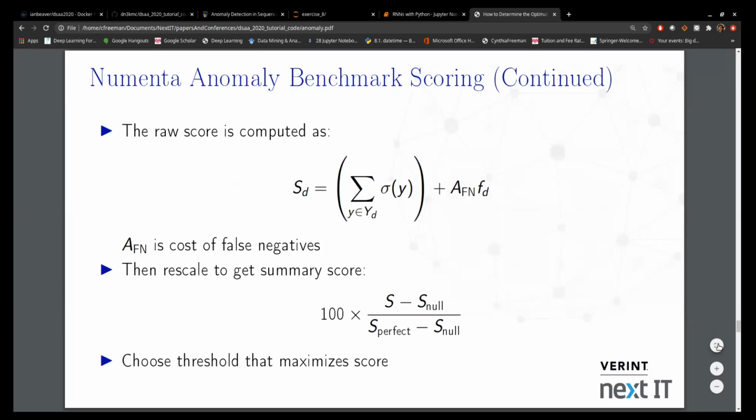In reporting the overall score, the values for positive detections and false negatives are added up, then rescaled such that a perfect detector would score 100 and an algorithm making no detections would score 0. And the relative costs of false positive versus false negative errors can be tuned based on domain considerations. The detection threshold is optimized over all datasets within the corpus and the best achievable scores reported.